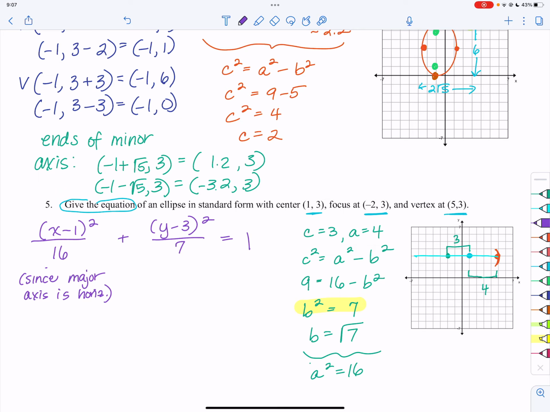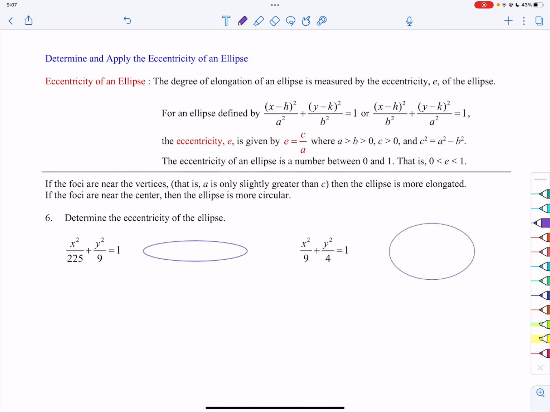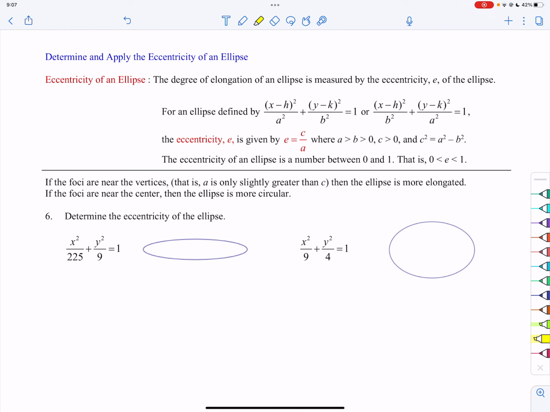Okay, now let's go ahead and look at this next topic. Determine and apply the eccentricity of an ellipse. The eccentricity of an ellipse. So we will determine that and then apply that. So the eccentricity of an ellipse is the degree of elongation of an ellipse. And it's actually measured by the eccentricity E of the ellipse.